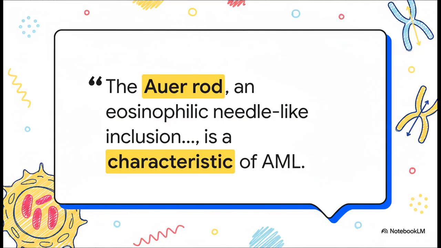I'm going to say that again because it is just that important. If the question mentions Auer rods, the answer is AML, period, end of story. It definitively rules in AML and rules out ALL. You have to lock this one in.